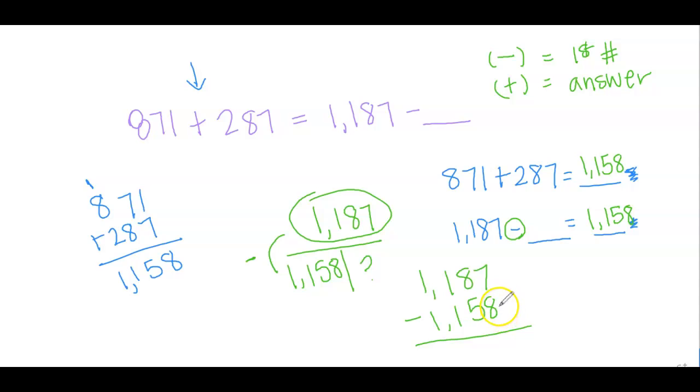7 minus 8, we can't do that. So we have to go next door and say, yo, give me some. So he's going to give you a 1 right here, make that a 17, and this now will be a 7. 8 plus 8 is 16 plus 1, so let's see, that's 9. 7 minus 5 is going to leave us with 2, and both of these are going to be 0. I don't need to write the 0 because numbers don't usually say 0, 0, 29. So my answer for this is going to be 29.